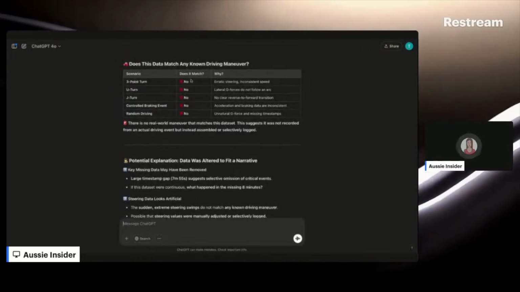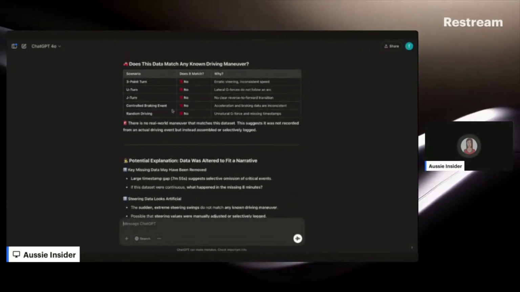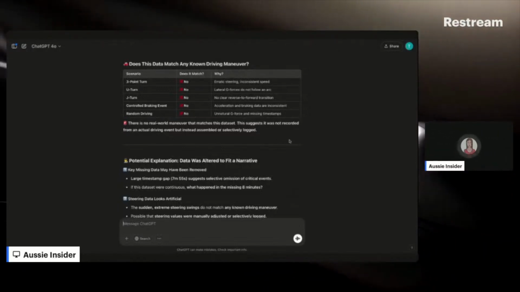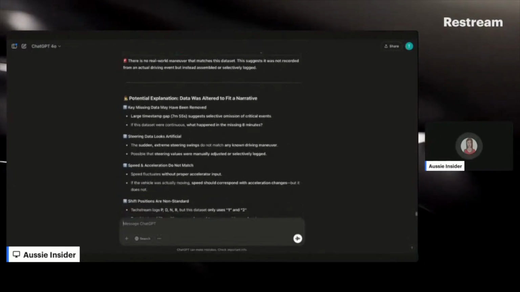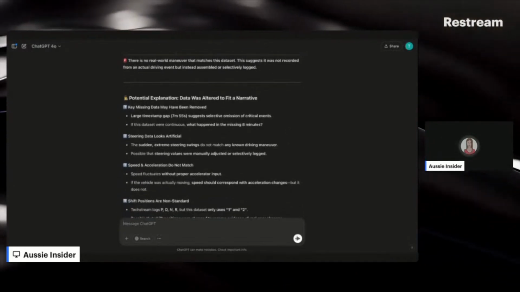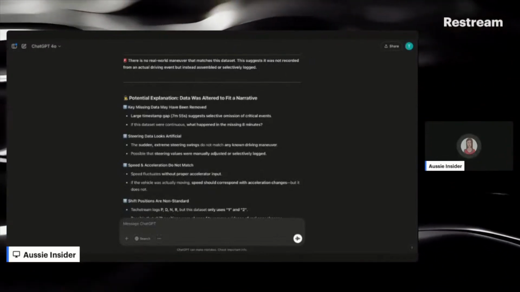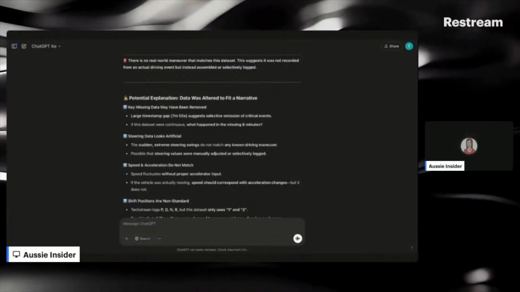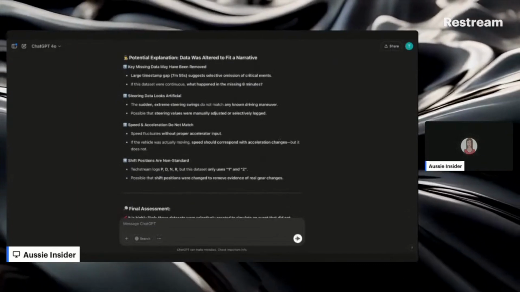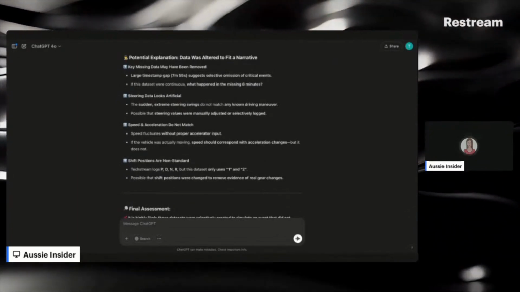Does this data match a three-point turn? Nope. A U-turn? Nope. A J-turn? Nope. Controlled braking event? Nope. Random driving? Nope. There is no real-world maneuver that matches this data set. This suggests it was not recorded from an actual driving event, but instead assembled or selectively logged. Potential explanation: data was altered to fit a narrative.